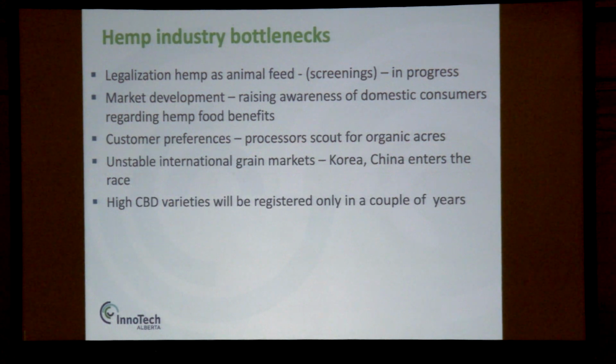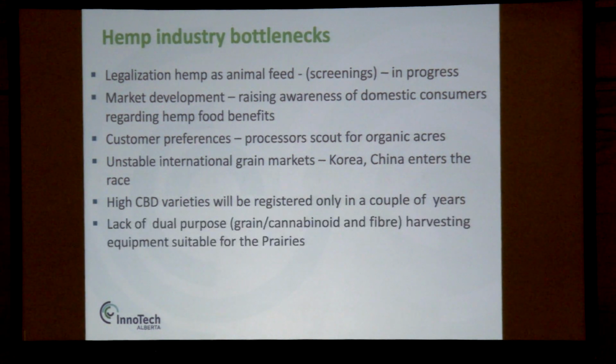I said in this other model that CBD varieties will be having 10 to 15% of CBD. There are very many accessions with high CBD. However, to get them registered for commercial cultivation in Canada, we need 3 years of THC data to be provided to Health Canada. So don't expect the high CBD varieties within the next year or so.